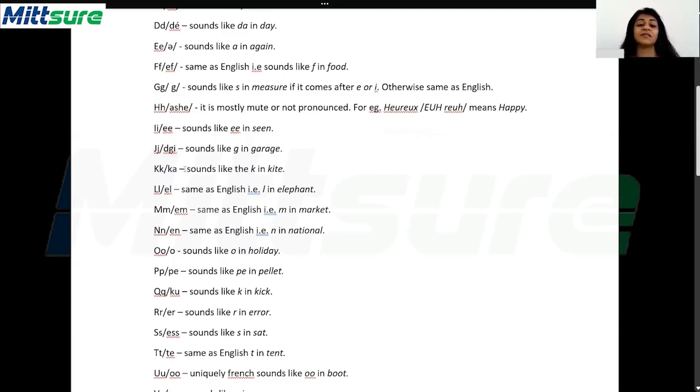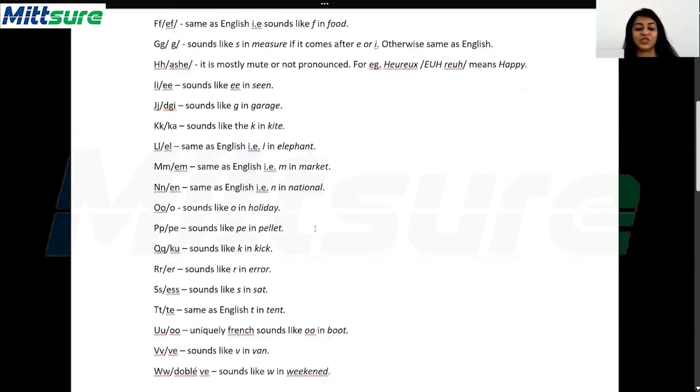K will have the sound as Ka. But it is same as English only. In a word, it will have the sound of K only. Then you have a bonus letter that is L, M, N. These three will have the same sound as in English. So this is really a bonus letter for you. You do not need to memorize it. It will be same as English only, just like L in elephant, M in market, or N in national.